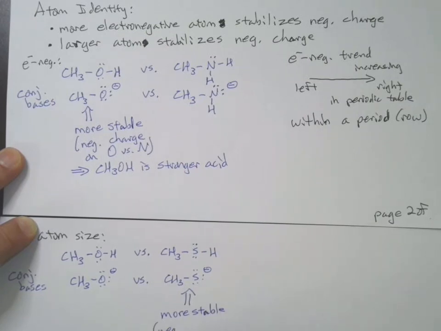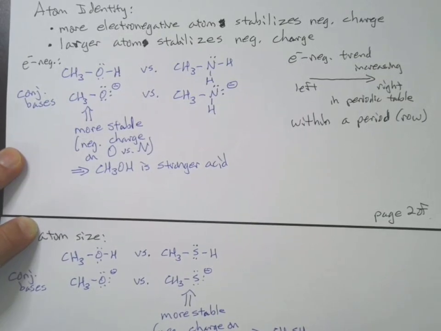So the negative charge is on larger S versus smaller O. And that means that CH3SH is the stronger acid.